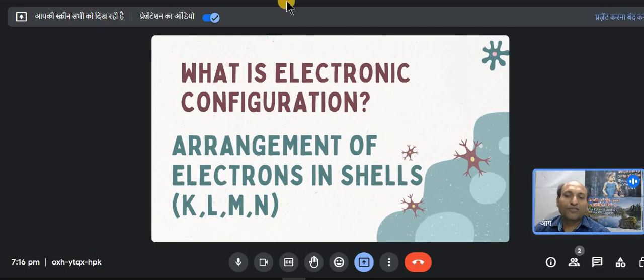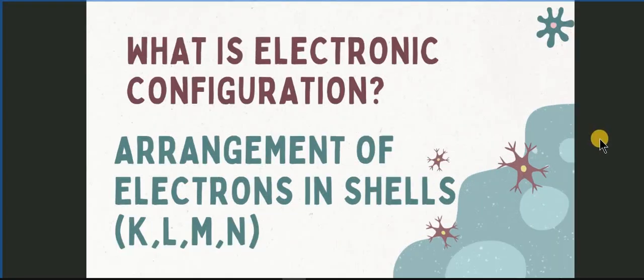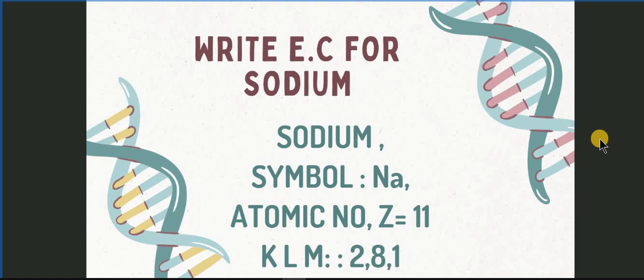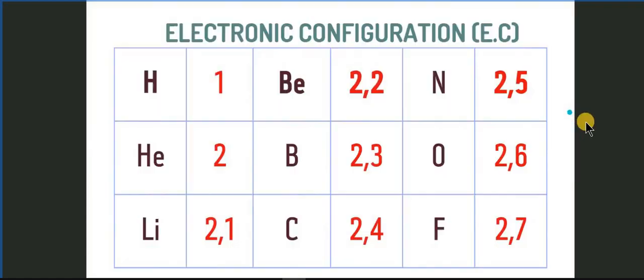What is electron configuration? Electron configuration is arrangement of electrons in the shells. We know we have shells K, L, M, N. So the electrons are distributed in these shells. This is known as electronic configuration. For example, if we take sodium, sodium is atomic number 11. So 2 in K, L shell 8, and then M shell 1. So this is known as electronic configuration.